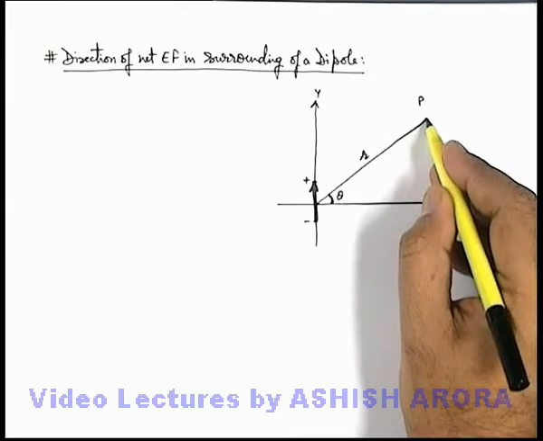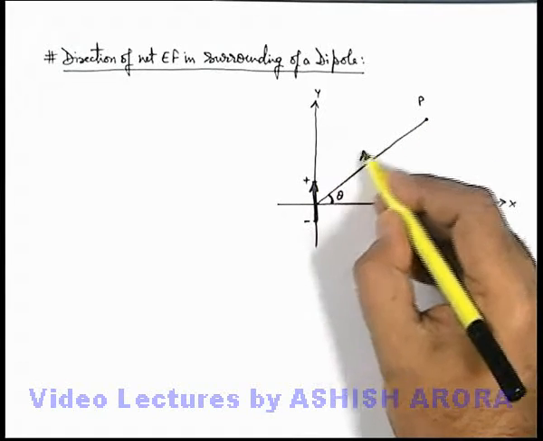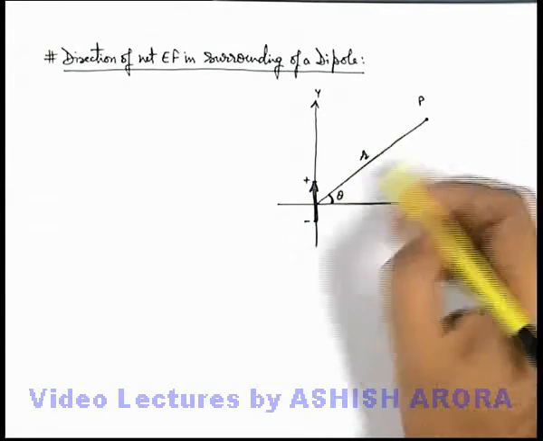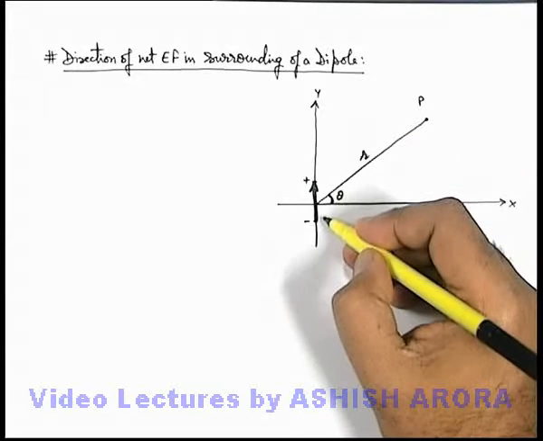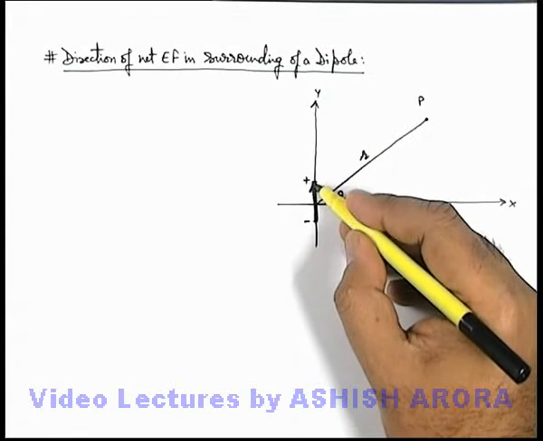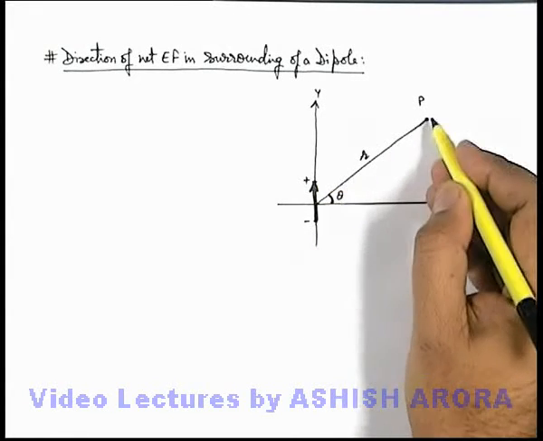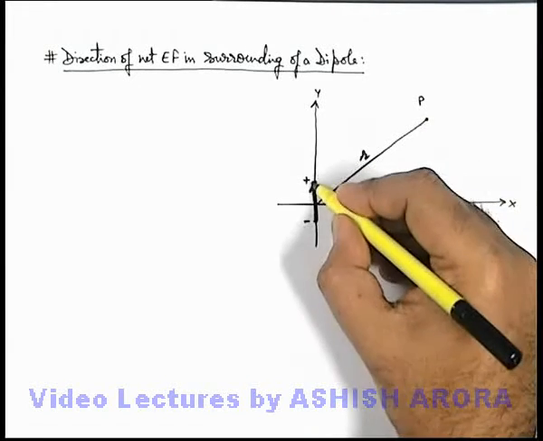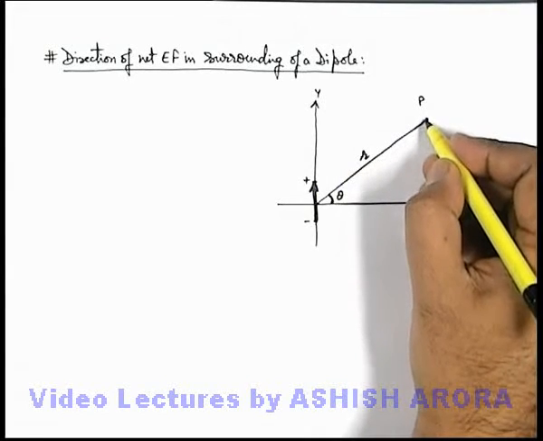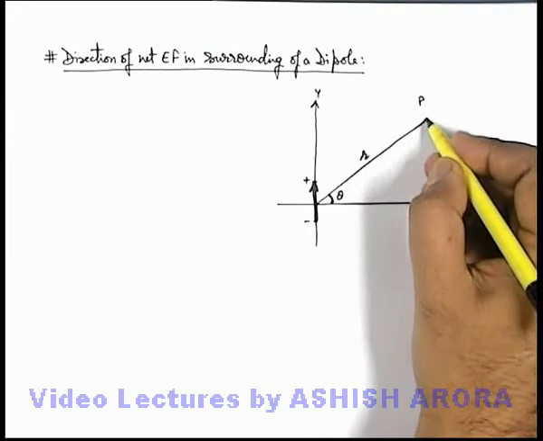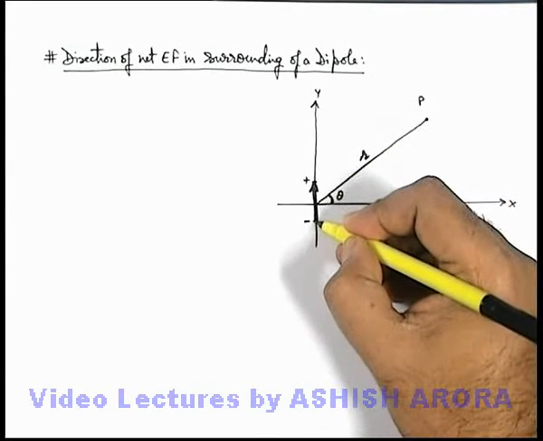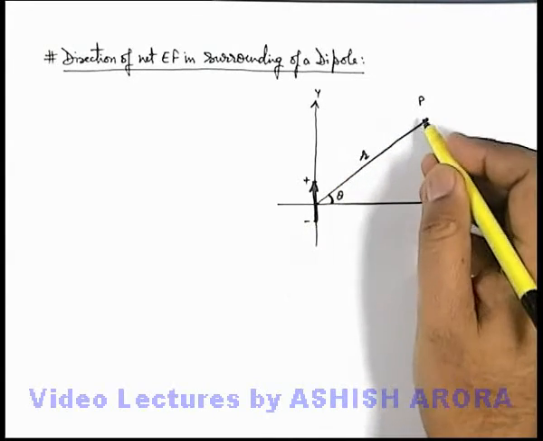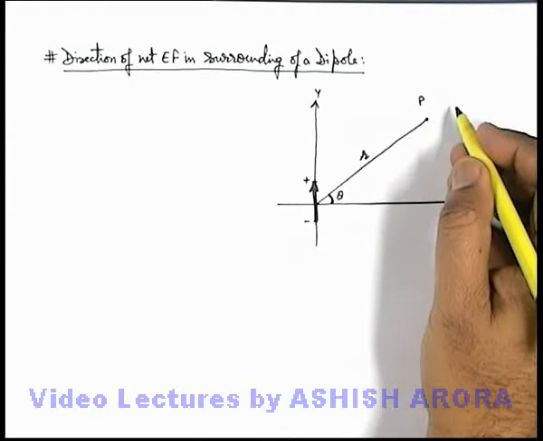In this situation, we know that due to the positive charge, the electric field is away from it, and due to the negative charge, it is toward it. Just by visualizing the directions due to plus and minus, we can see the positive charge is closer to point P. That means the effect of the positive charge at P will be more compared to the negative charge. So the net electric field at point P is away from the dipole.